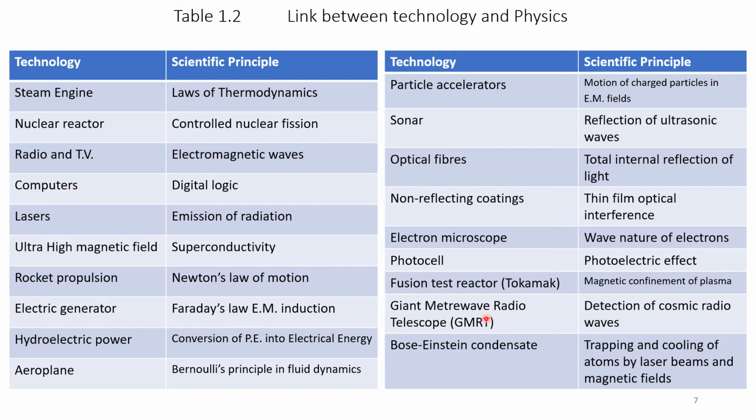Giant meter wave radio telescope, GMRT. I read once again, Giant Meter wave radio telescope GMRT works on principle of detection of cosmic radio waves. And Bose-Einstein condensate works on trapping and cooling of atoms by laser beams and magnetic fields.